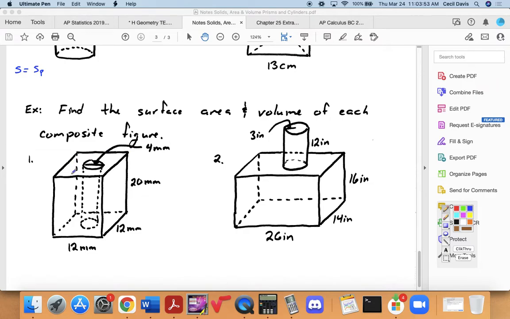So can I touch the whole top now? No, there's a hole in the top, right? So can I touch this part that's in the circle anymore? No. So I'm going to have to subtract off. There's a circle on top minus and a circle on bottom, right? And then plus the cylinder in the middle. Yeah, we'll get to that in just a second. So minus 2 times the base area of the cylinder.